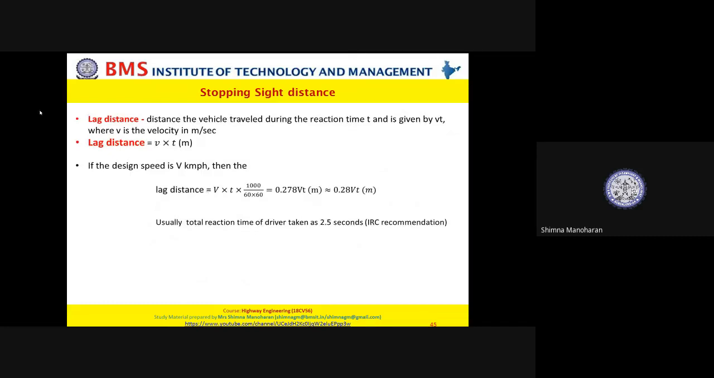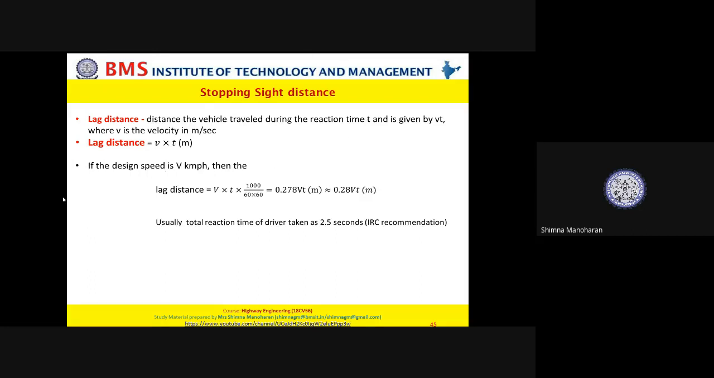So the lag distance we have seen, what is that lag distance? It's the distance the vehicle would have traveled during the reaction time. And what will be that distance? That will be given by V into T. It's nothing but a simple equation to determine distance. What is distance? Velocity into time.